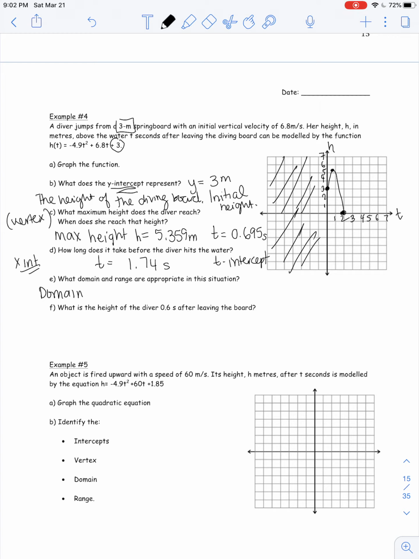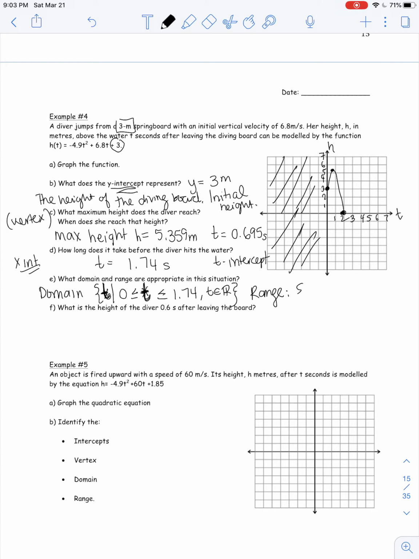The domain is not going to be x ∈ ℝ anymore. It's going to be {t | ...}, where you put t in the middle, and you say the smallest time. To be more correct, I'm going to use the letter t instead of x. So t has to be greater than or equal to 0, because that's the smallest time I'm allowed. Time goes from 0 up to where she hits the water, so it's going to be 1.74 seconds. And then you would say t ∈ ℝ because it can be anything in between those values. So that would be my correct domain.